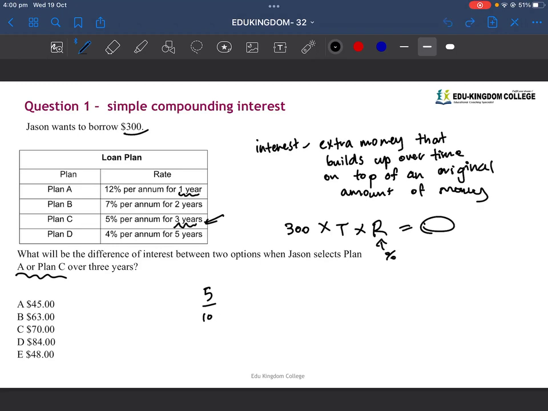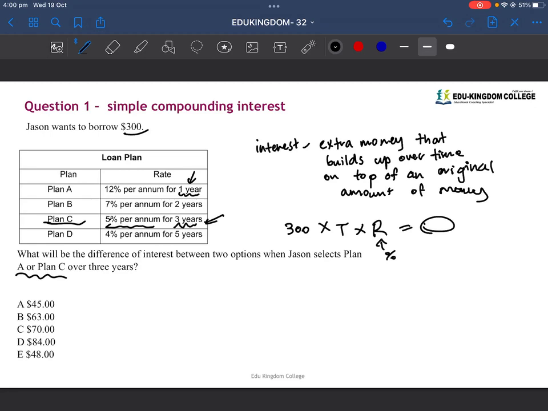Why? Because it says 5% per annum still. Per annum for 3 years, meaning that this plan probably only stands for 3 years, meaning that we probably don't have to change this plan for 3 years. However, let's look at plan A, and you'll probably understand what I mean more by that. Just because it says 1 year, right? After this plan ends, so after Jason borrowed money for $300 after 1 year, now he has to choose probably plan A again, and this is where a confusion might happen.